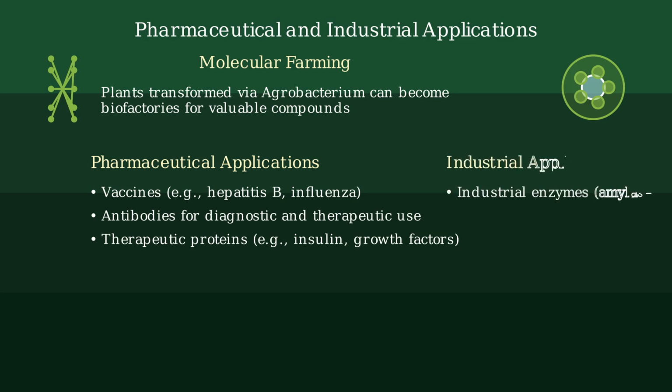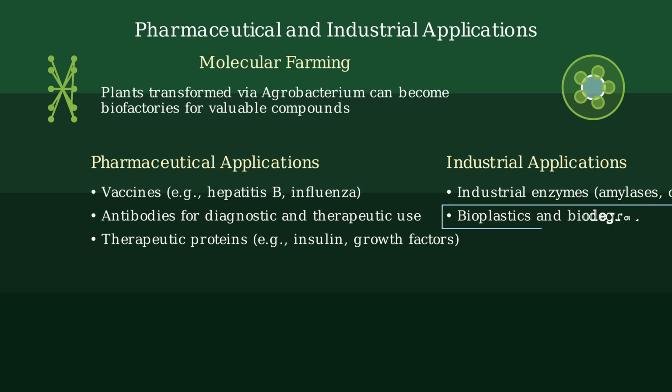For industrial applications, plants can be engineered to produce enzymes like amylases and cellulases used in manufacturing processes. One of the most promising areas is the production of bioplastics and biodegradable polymers, addressing environmental concerns about plastic waste. Plants can also be engineered to produce specialty oils and biofuels, offering renewable alternatives to petroleum-based products.